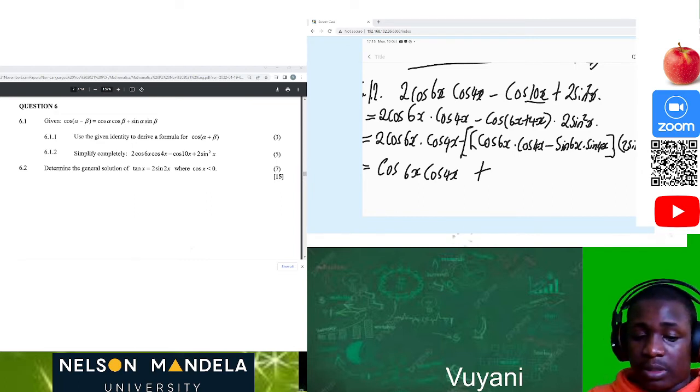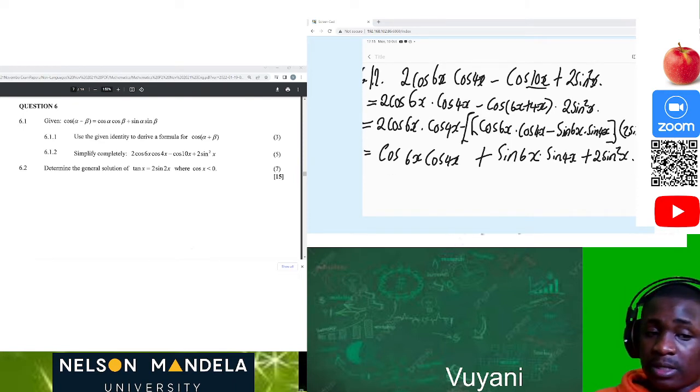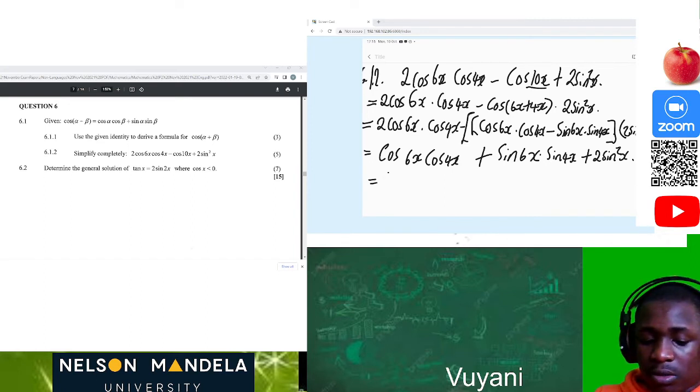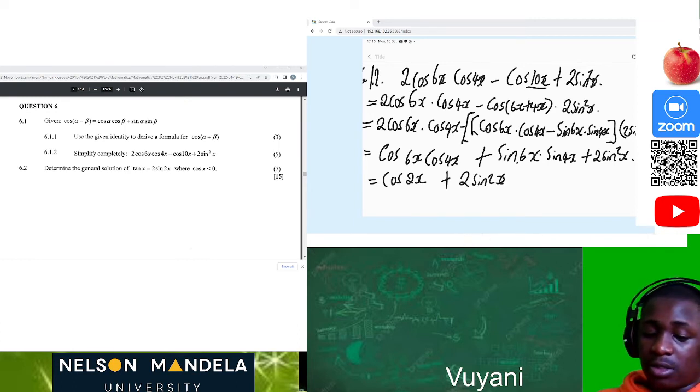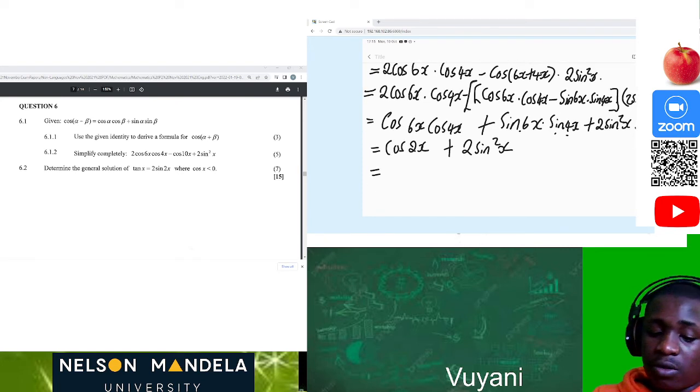Now we're gonna have positive sine of 6x multiplied by sine of 4x plus 2 sine squared of x. Okay, now we can actually see that from this step we can have something great, because we know that this is a double angle, so we can say that this is cos of 2x plus 2 sine squared of x, because you can see cos sine sine, so this is a double angle of cos 2x. Then now we can actually solve and remove this double angle.